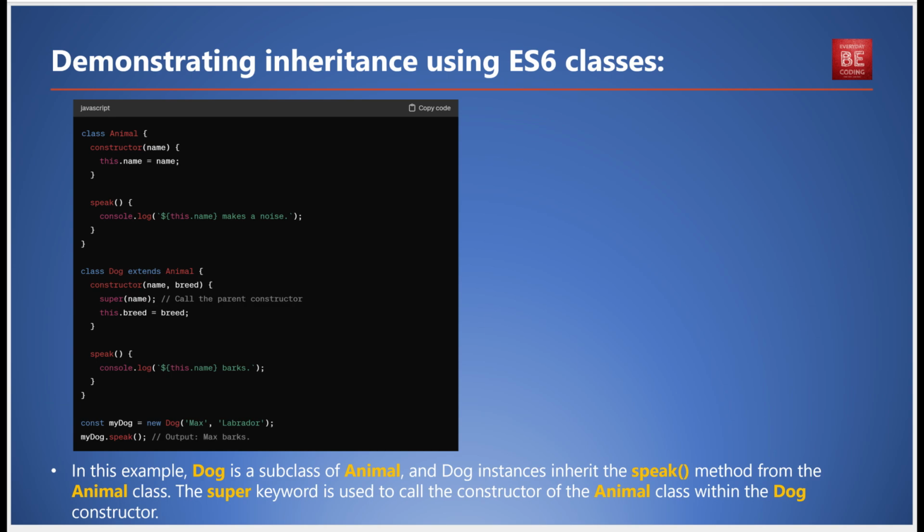Remember, the child class inherits all properties and methods from its parent, but it can also have its own unique properties and methods and can override methods from the parent class. With these concepts in your toolkit, you're well on your way to mastering JavaScript inheritance.